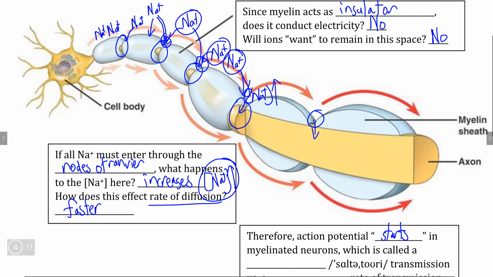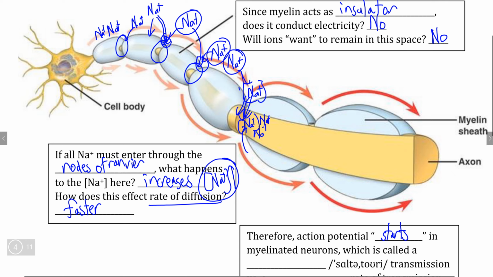And if we actually look at this process happening between two nodes of Ranvier, because there is a higher concentration of sodium inside the nodes of Ranvier, more sodium is going to enter the axon through the node of Ranvier like this, and because it reaches its critical concentration higher in order for the voltage-gated channels to open up, that means more sodium enters even faster.